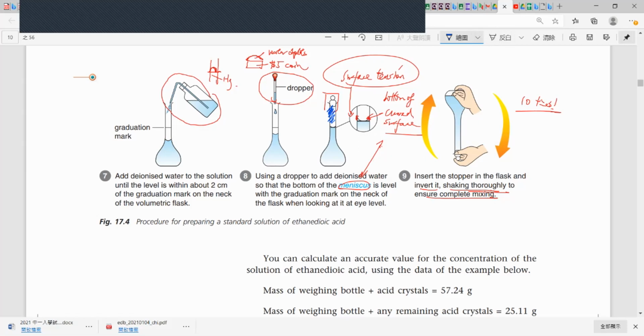Once you turn it upside down, what happens to the bubbles? They will flush upward, okay, and they will help mix the solution. So, for that action, you should do it very properly.